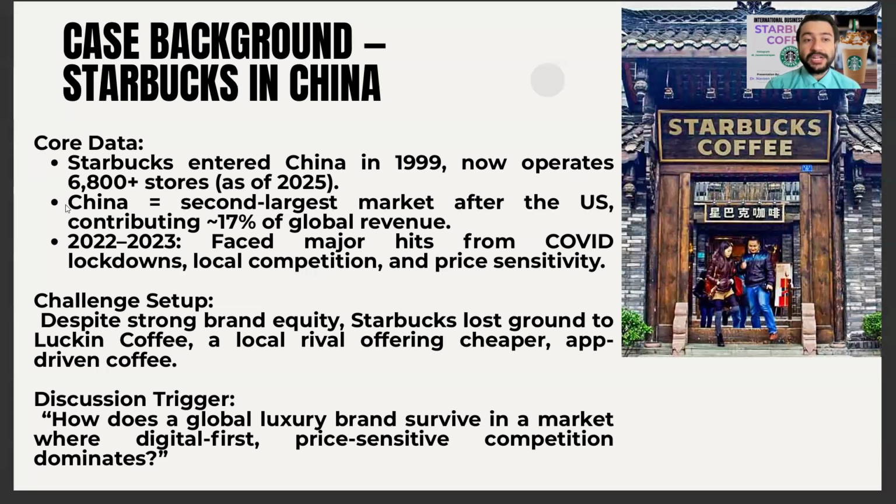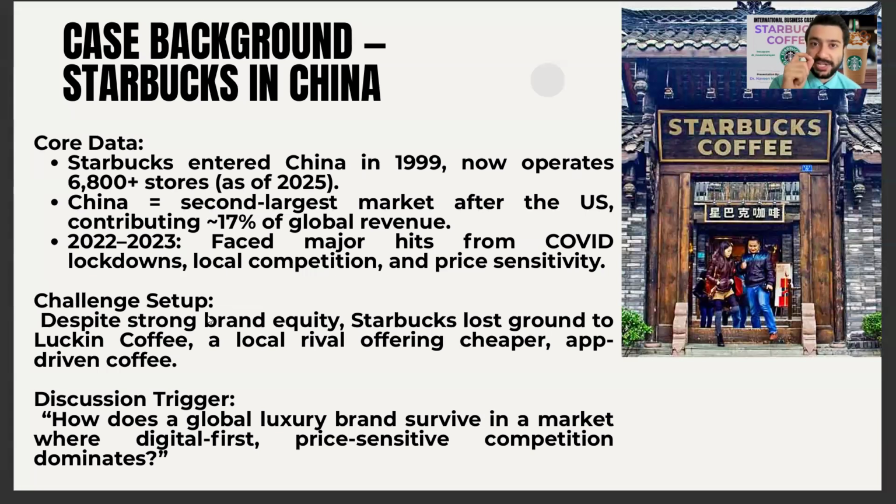But in 2022 to 2023, it faced a major hit. A rough phase for this business. Strict lockdowns happened, local competition rose, and price sensitivity increased among young consumers. Because of COVID and the lockdowns, it got a very big hit in its business in 2022 and 2023. So, what was the biggest challenge?